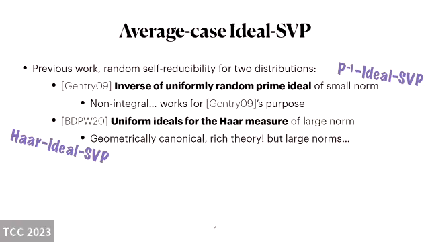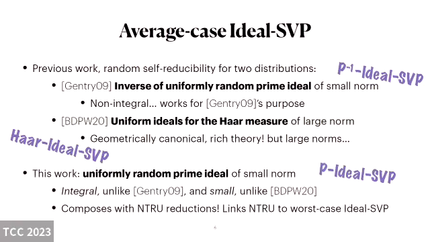And the one we want, the one we're looking at, is the following one. You just pick a uniformly random prime ideal of bounded norm, just like when Gentry did. But now that's it. You don't invert it. You just use that one. And now it's integral, unlike Gentry, and it's of small norm, unlike BDPW. And these are two good properties you want if you want to compose this with other security reductions, in particular for NTRU. So this works well with NTRU, and it implies a link between NTRU and worst case ideal SVP. I'm going to go back to that at the end of the presentation. So I'm going to call this version P ideal SVP, for prime ideal SVP.